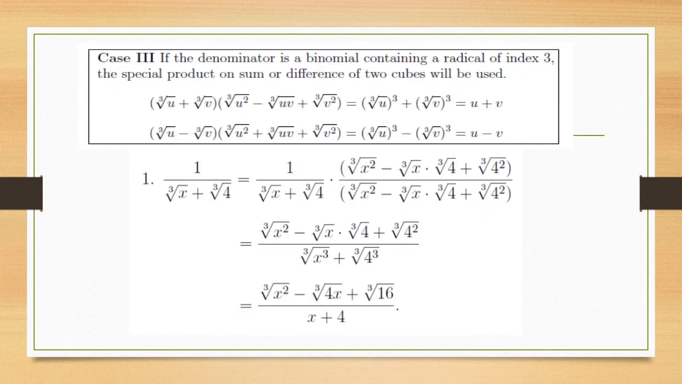So take a look at this example. You've got a 1 over a binomial that has cubes. So we need to find the trinomial that suits this binomial so that we can arrive at this answer. And of course, this will be your u, this will be your v. So the trinomial should contain a cube root of x squared minus uv. So cube root of x times cube root of 4 minus, because it's plus already here, and then the last term would be the square of this, cube root of 4 squared.